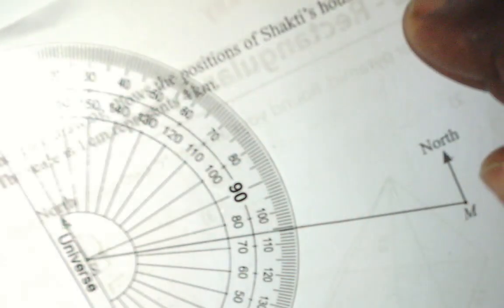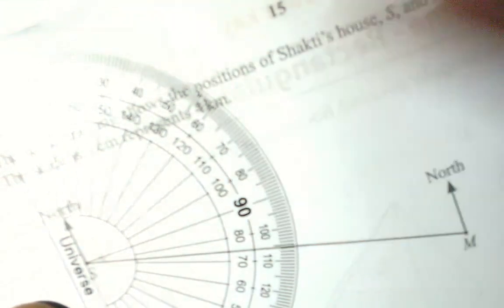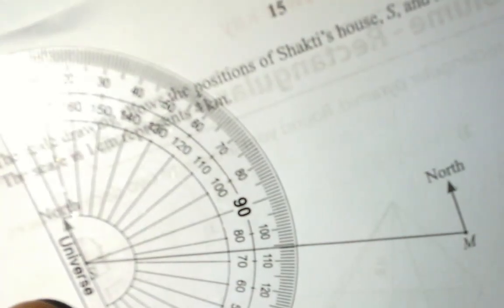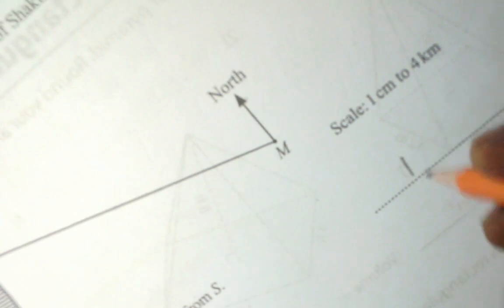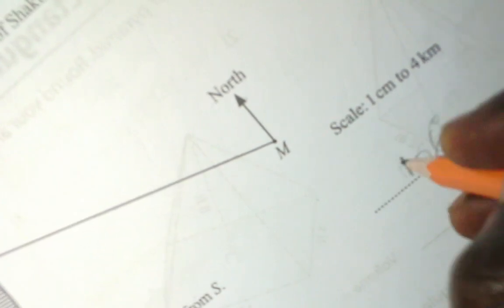Let me confirm that. Let's see whether I placed it correctly. Okay, 106 is okay. 106 degrees is the bearing of M from S.